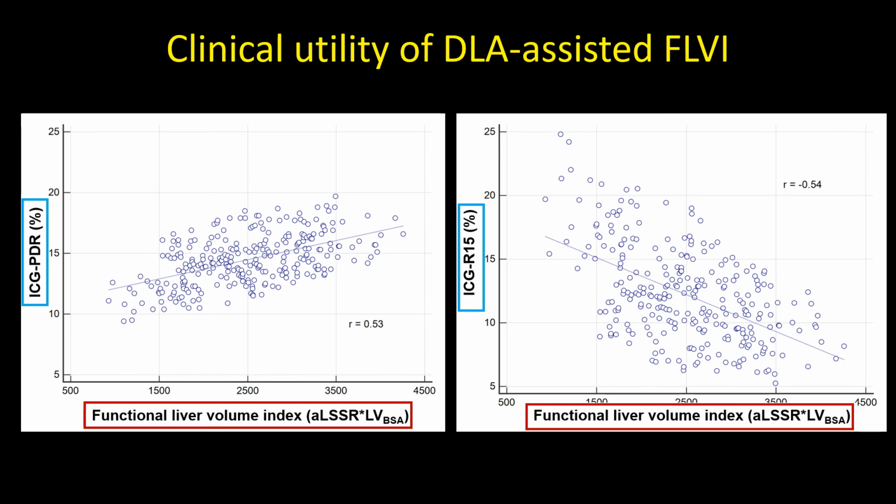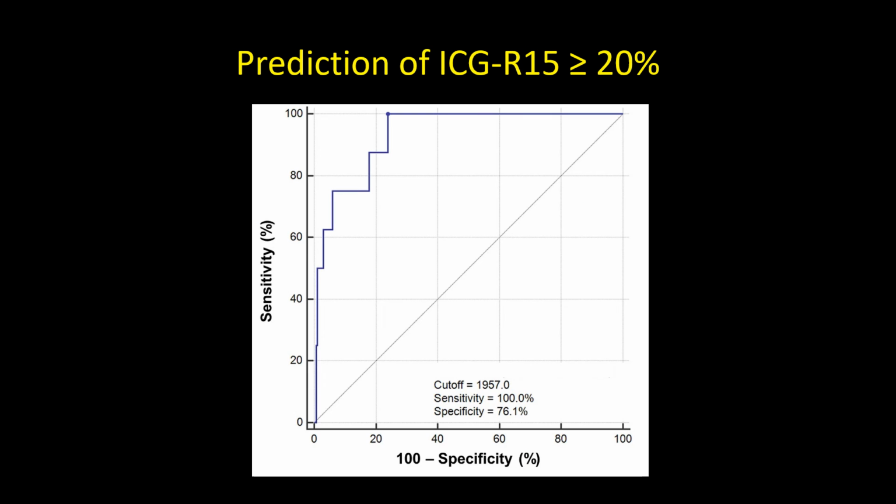And when the deep learning assisted functional liver volume index was compared with ICG test results, the index showed linear correlation with the ICG test results. The functional liver volume index achieved an area under the curve of 0.938 to predict ICG retention test at 15 minutes equal to or higher than 20%.